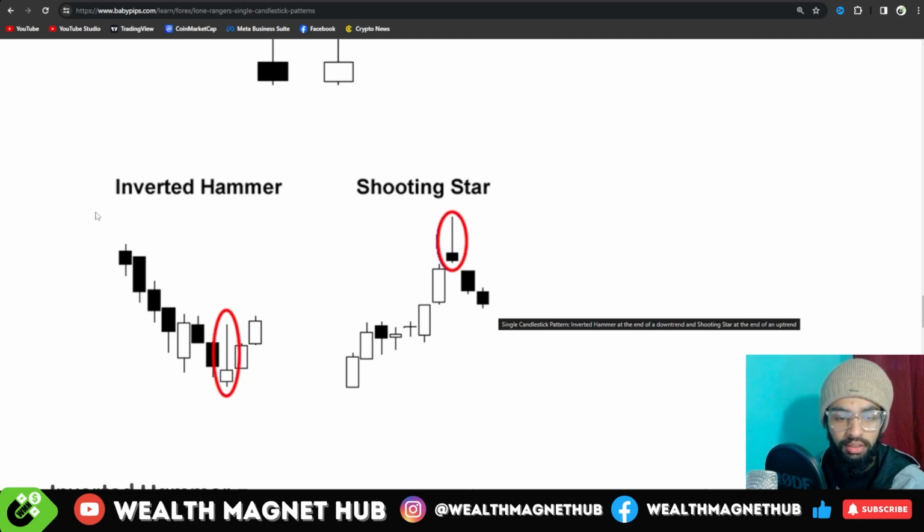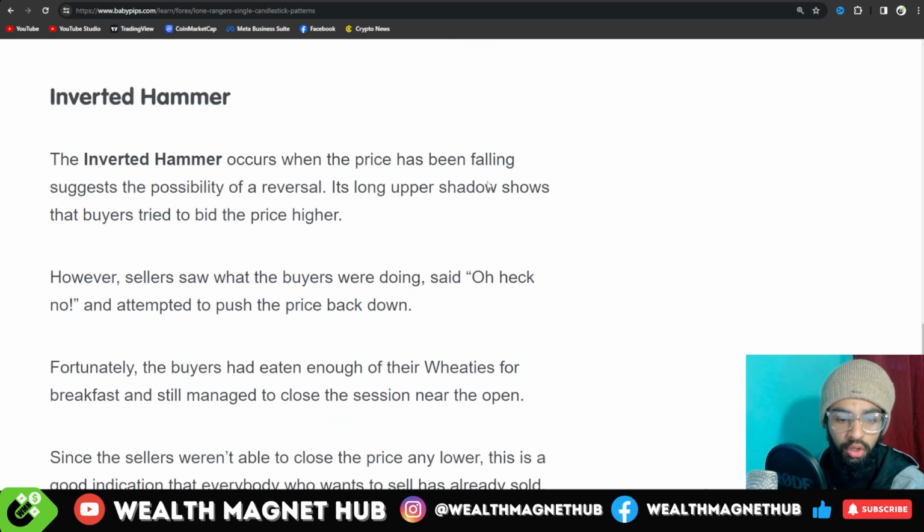So that was basically the real life example of how you would see the inverted hammer and the shooting star in an actual chart. Now let's talk more about this. The inverted hammer, we're going to talk about that first.